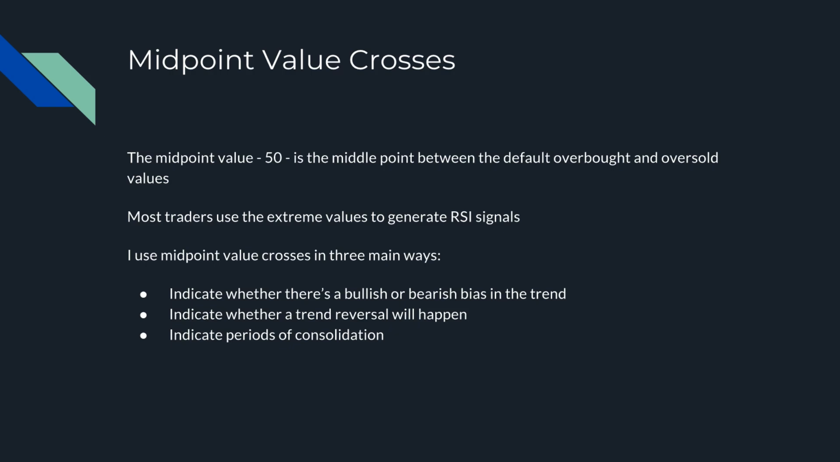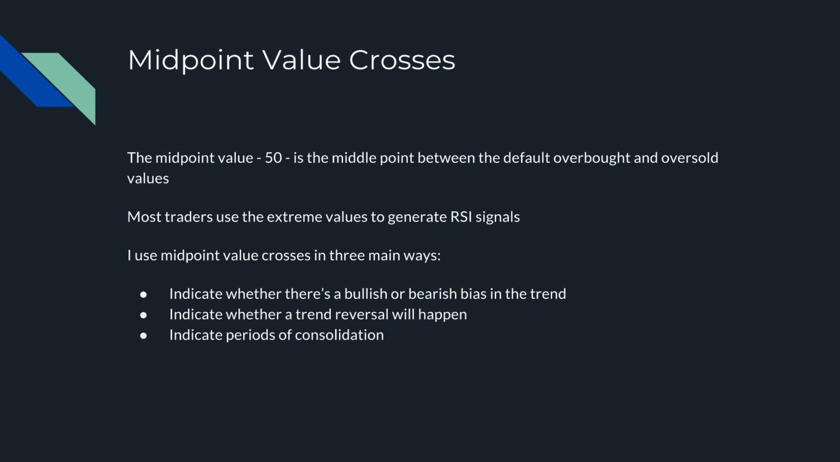So, midpoint value crosses. Obviously, the midpoint between 70 and 30 is going to be the 50 level. And as we just saw, most traders use the extreme values, the 70 and 30, to generate their signals. Now, I think you can do a lot with the midpoint value, and it's underused. So I'll show you at least 3 use cases.